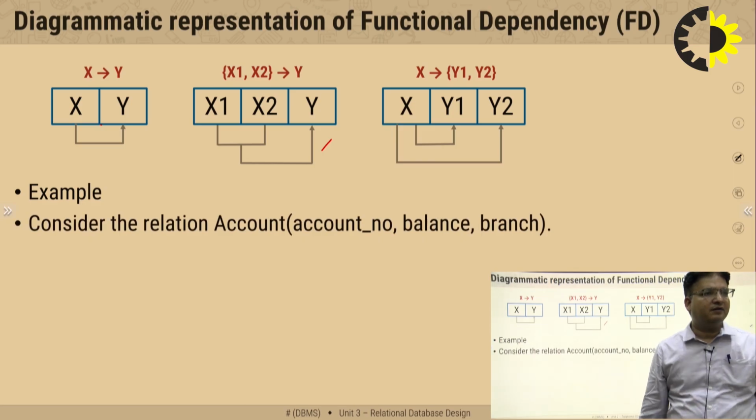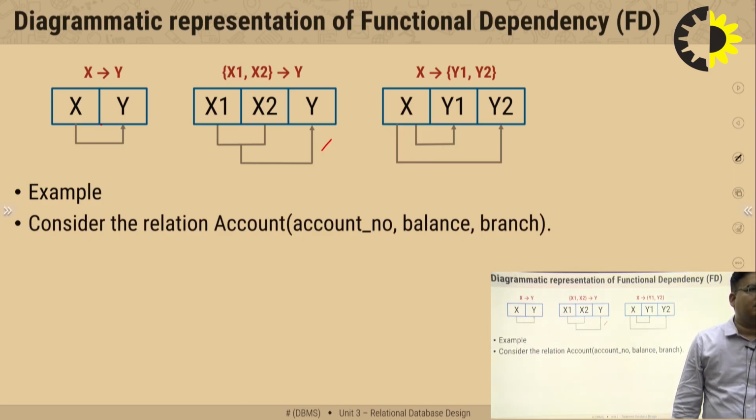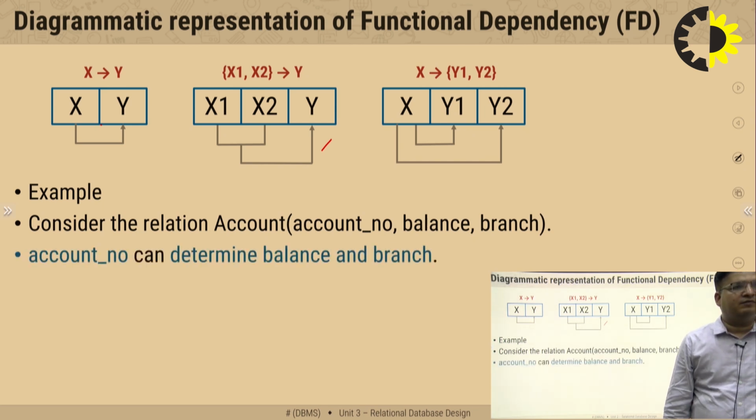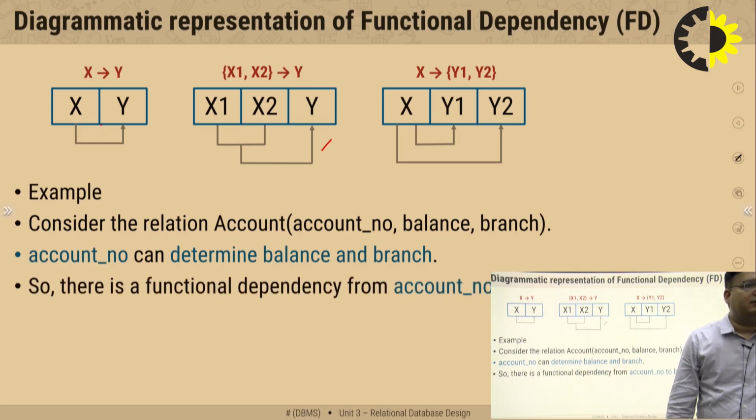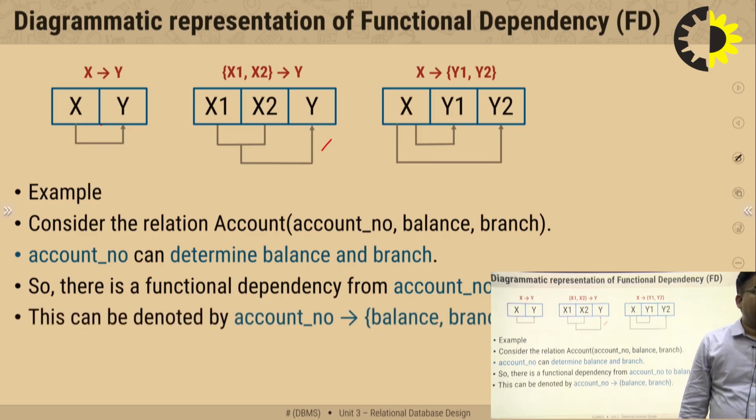As an example, consider the following relation: account having the following attributes: account number, balance and branch. Now account number can determine balance and branch. So there is a functional dependency from account number to balance and branch. This can be denoted by account number determining balance and branch.